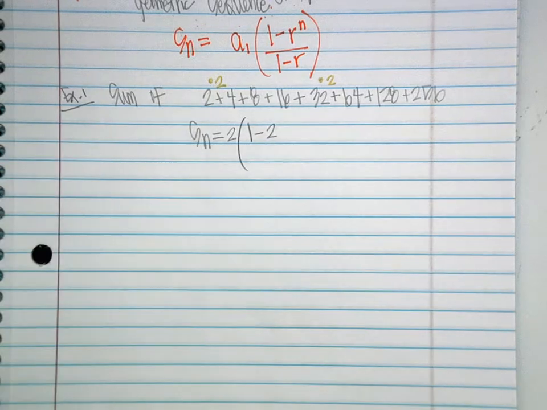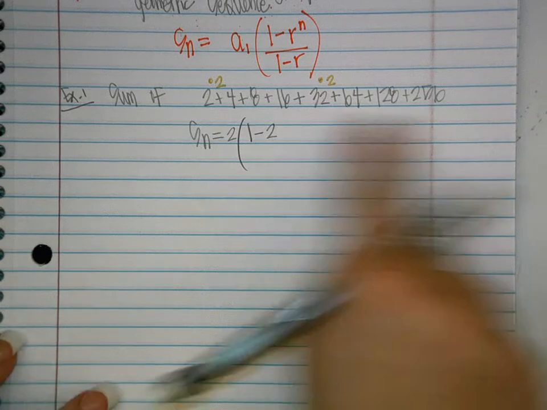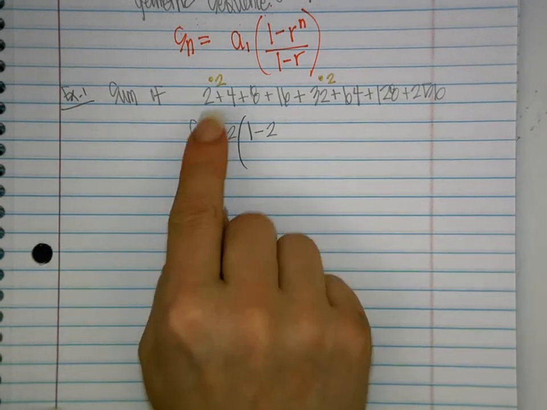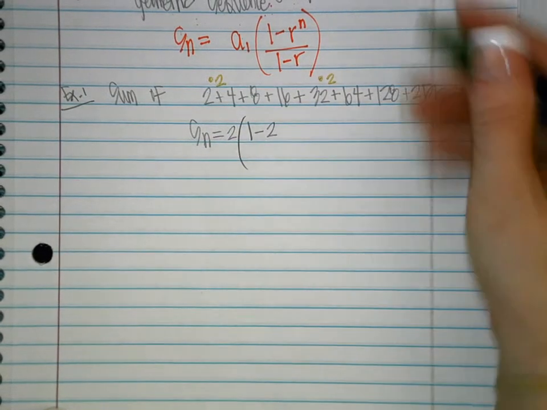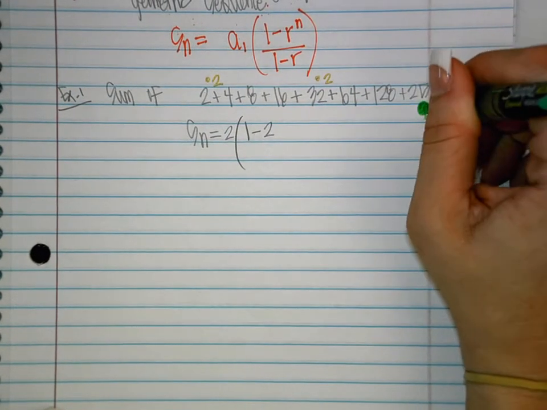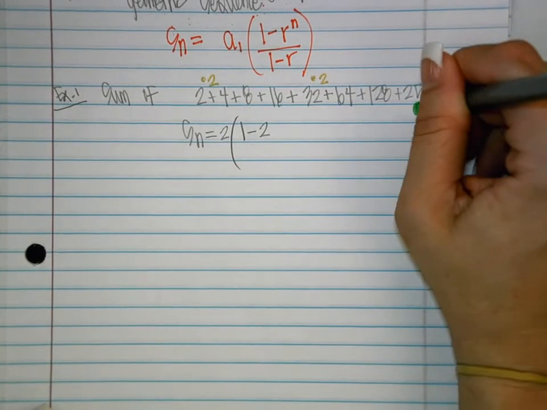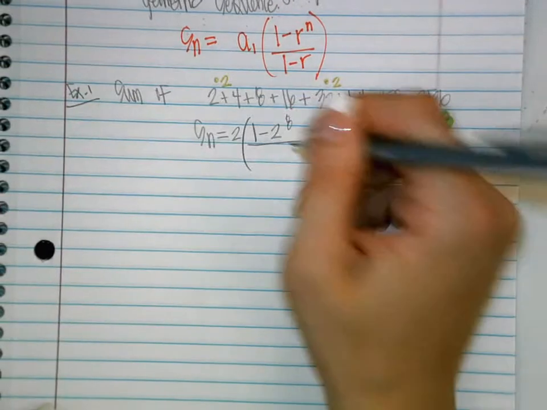What does n stand for here? N is the total number of terms. How do I know how many terms there are? Count them. 1, 2, 3, 4, 5, 6, 7, 8. Label it if you need to. That's A sub 8. So 2 to the 8th power over 1 minus your ratio, which is 2.